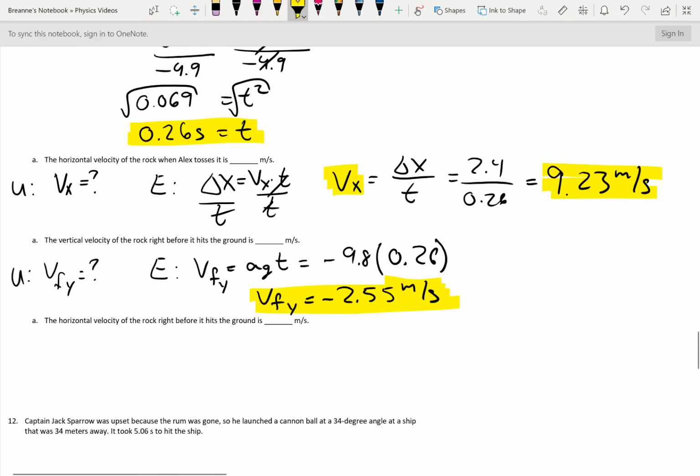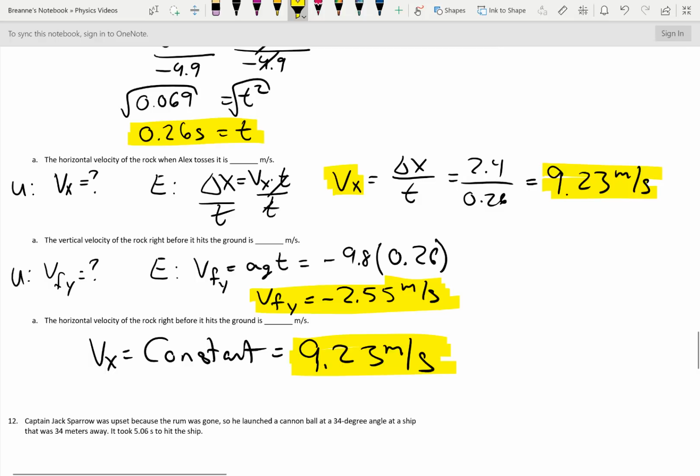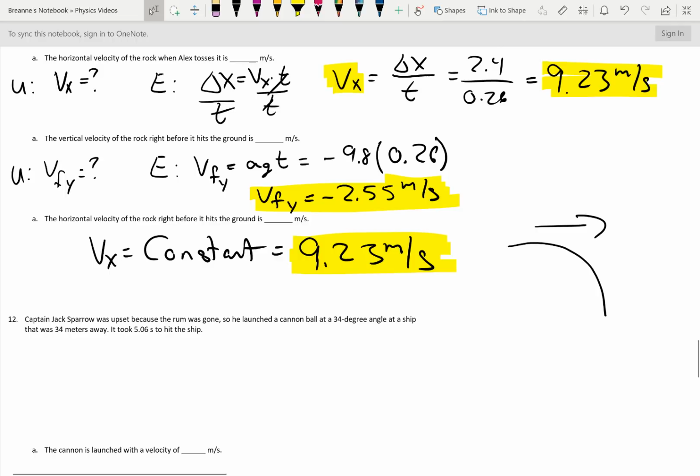Now the horizontal velocity of the rock right before it hits the ground. What's so special about your horizontal velocity, your velocity in x? It's constant, so it doesn't change. So it's just 9.23 meters per second. Do not put negative. It's still going in the same direction the whole entire time, since it was launched. Your horizontal velocity does not change direction.